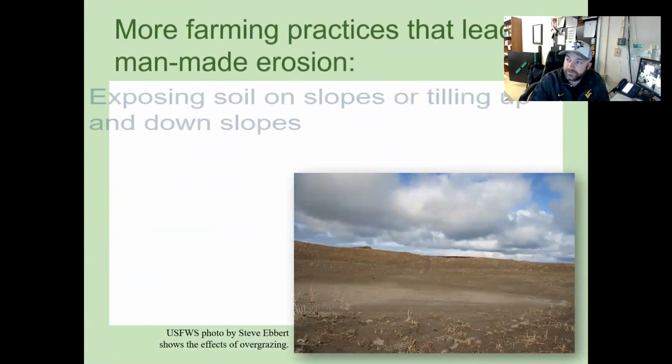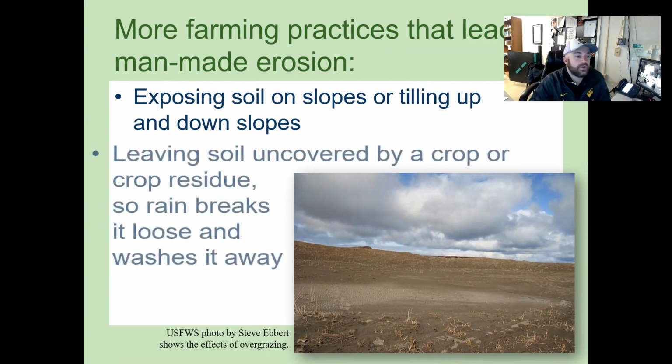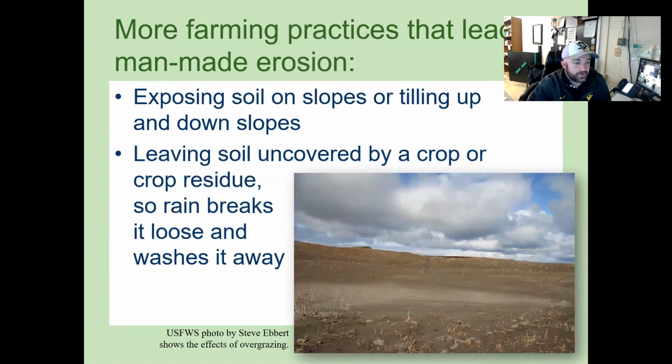So more farming practices that lead to man-made erosion: exposing soil on slopes or tilling up and down slopes. If you're working on a slope, you're always going to have that soil coming down. Leaving soil uncovered by a crop or a crop residue so rain breaks it loose and washes it away. Right after your crop's taken out for the year or mowed down, it's probably the easiest time for erosion to happen. You're going to have water coming down, moving that soil down the hill, and kind of just wasting it away. And then overgrazing. If you have cows, any sort of livestock going over top of those areas a lot, you're going to have a fair amount of man-made erosion.